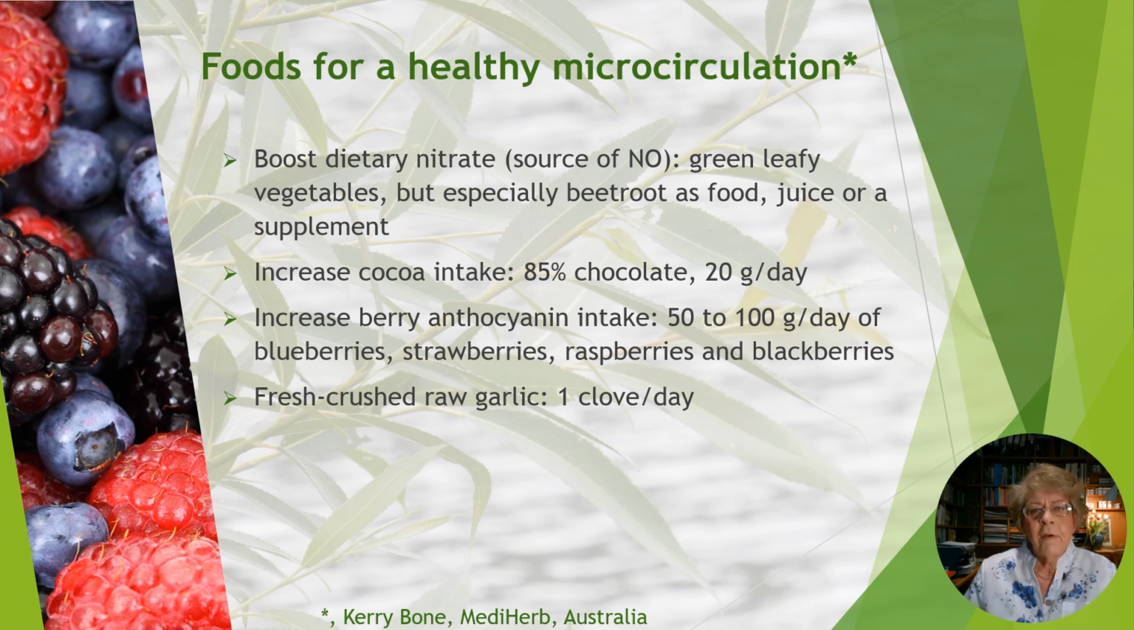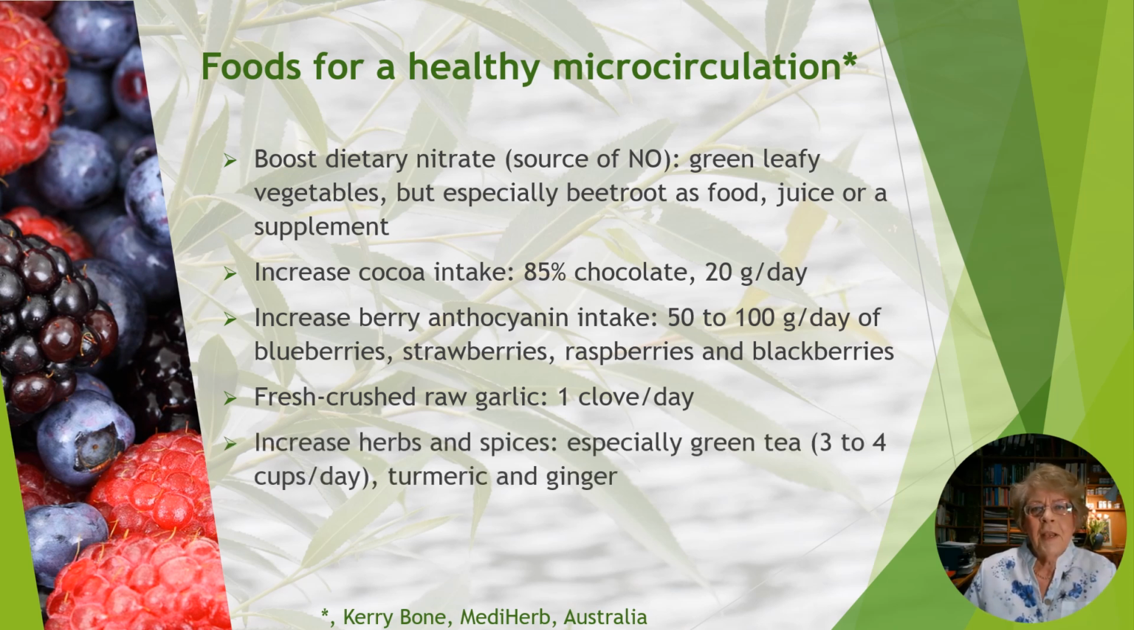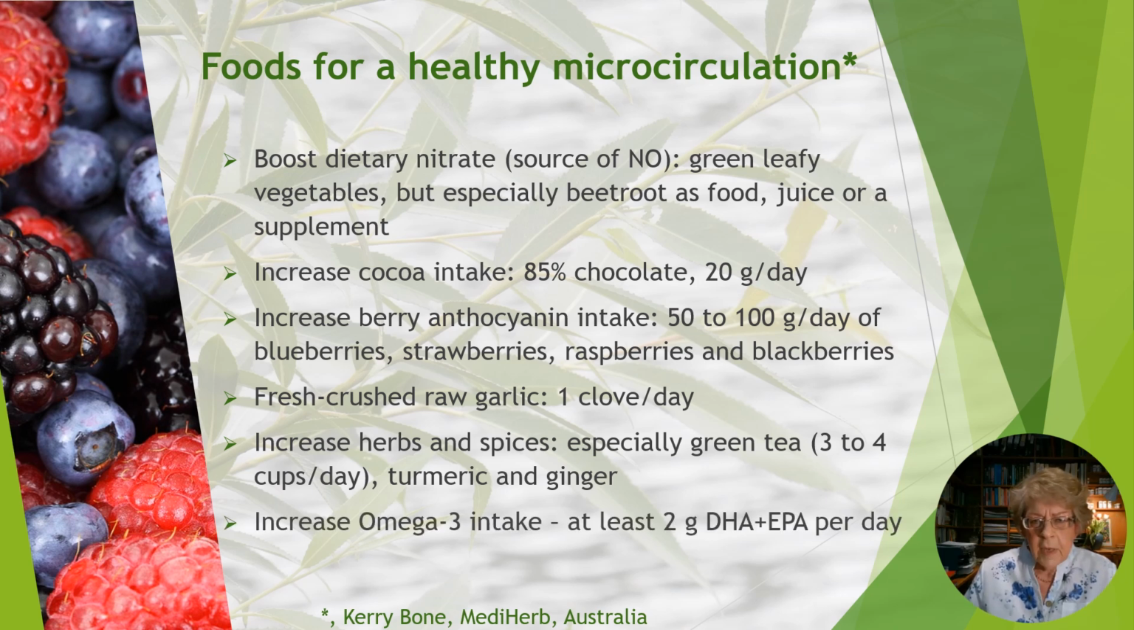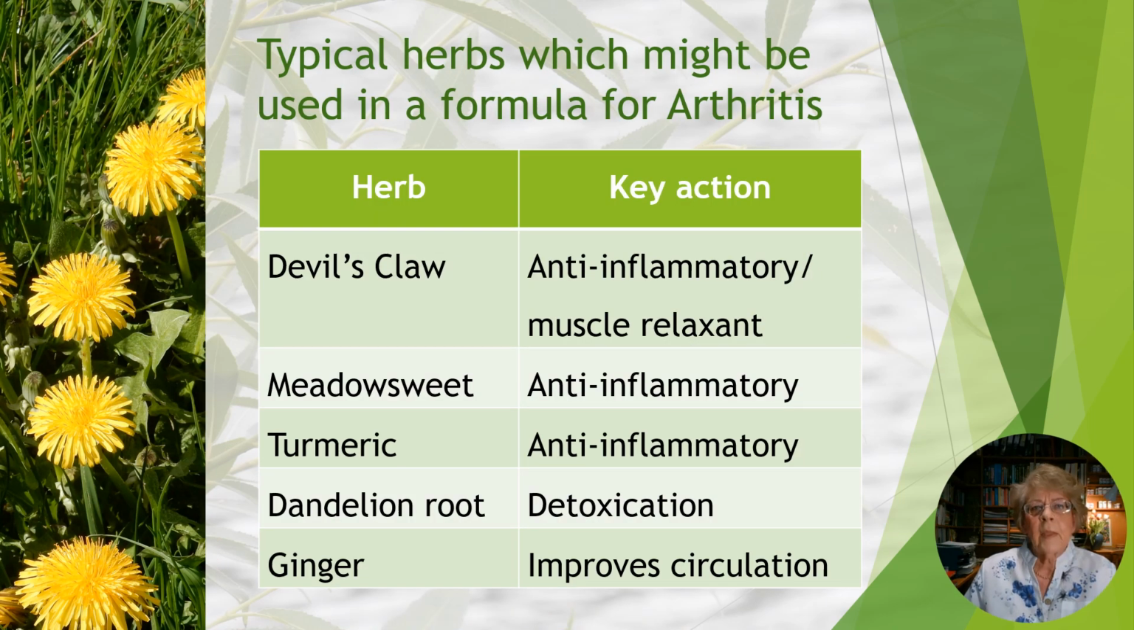One clove of freshly crushed garlic. Increasing herbs and spices, a lot of herbs, especially green tea, very good. Turmeric and ginger in the cooking, and increase omega-3 intake, at least 2 grams of DHA and EPA, as well as diet. The diet is extremely important, it is the foundation of good health, and without it it would be difficult to do very much in arthritis.